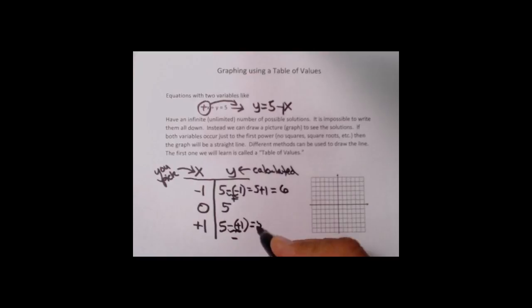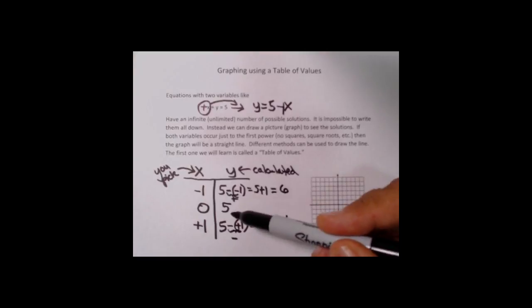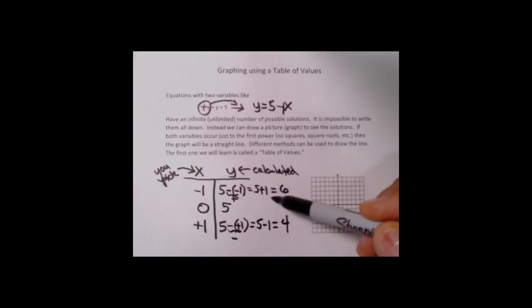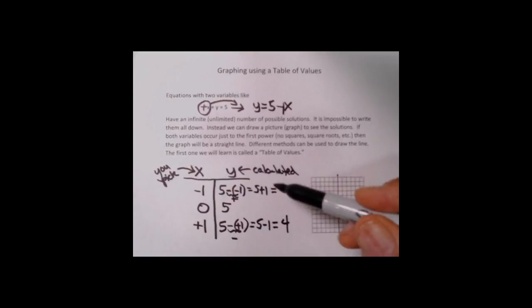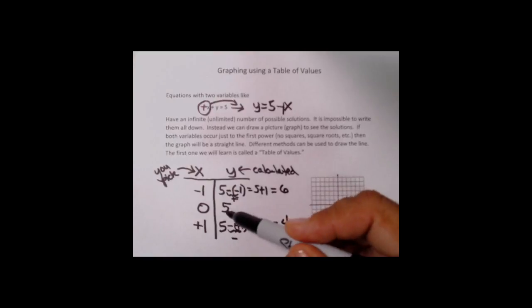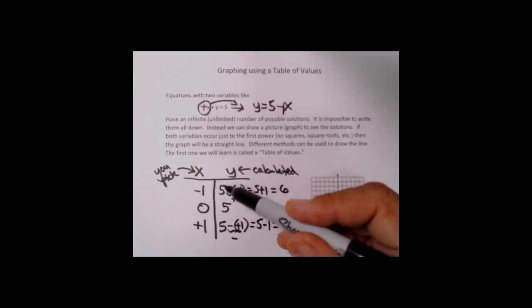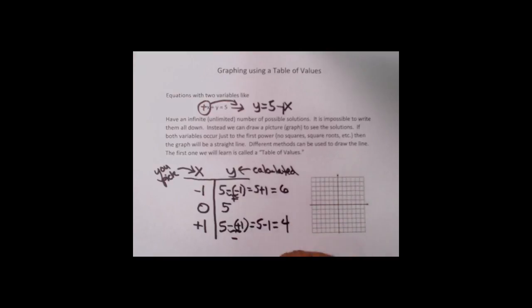So this equals 5 minus 1, which equals 4. Now we always want to have 3 XY pairs to be able to graph our line. You really only need 2 if you didn't make any mistakes. 2 points will allow us to draw the line. But we humans have been known to make mistakes, so we always add a 3rd point. And then when we plot these, we make sure they plot in a straight line.